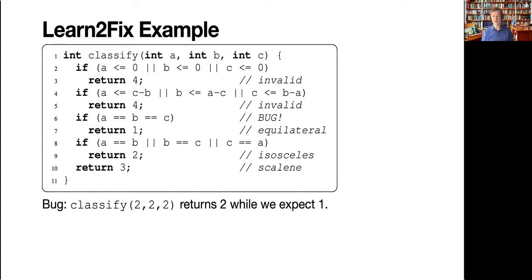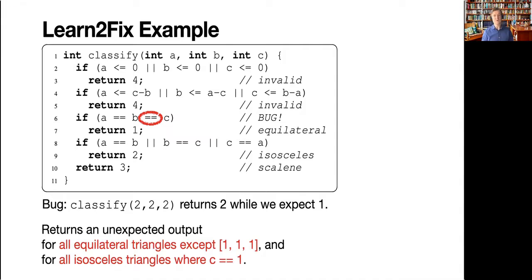And then we come to the standard cases, like classifying an equilateral triangle. The developer writes A equals B equals C. Now in C, you can't do this. In C, what happens is it interprets A equals B as true and writes a 1 here. And then it compares this 1 to the third variable C. So this is a bug. If we pass in 2, 2, 2, it would return isosceles even though it is an equilateral triangle. Just because 2 equals 2 is true, which is 1, and 1 equals 2 is false. So it would go to the second condition. To be more general, this program returns an unexpected output for all equilateral triangles except 1, 1, 1, and for all isosceles triangles where the third side of the triangle is of unit length, equal to 1.